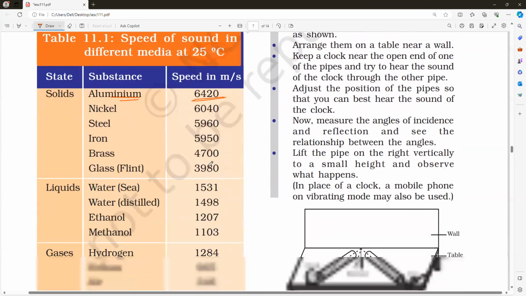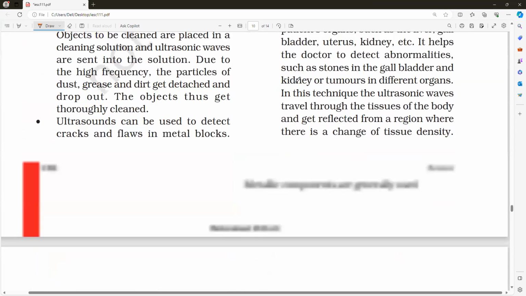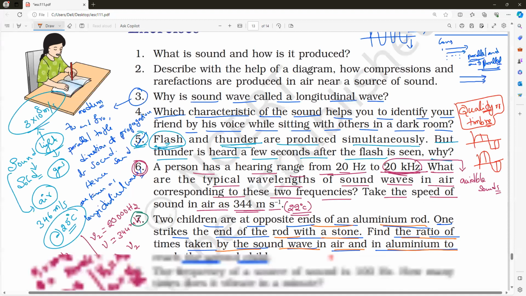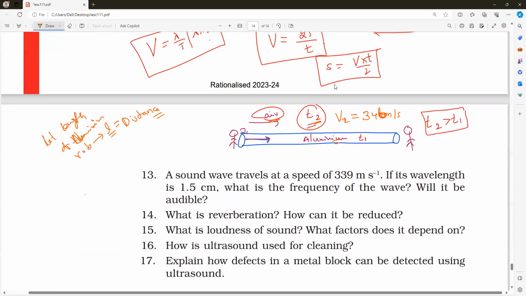You have to learn the values. No values will be given in the final exam. Then you will understand the difficulty, because enjoying jollily means things will change from now onwards. So now what will happen? Air speed is 346 meters per second.